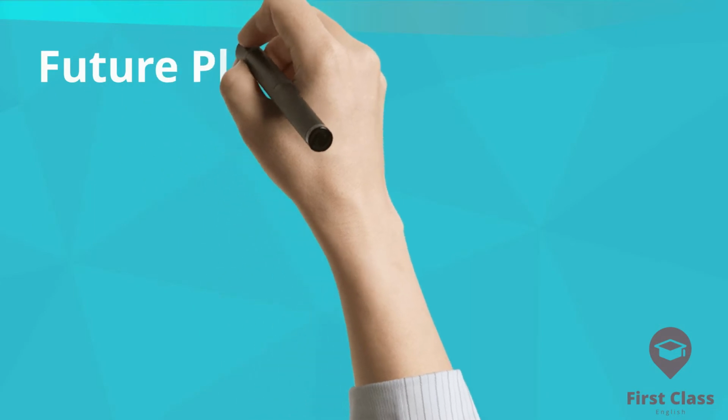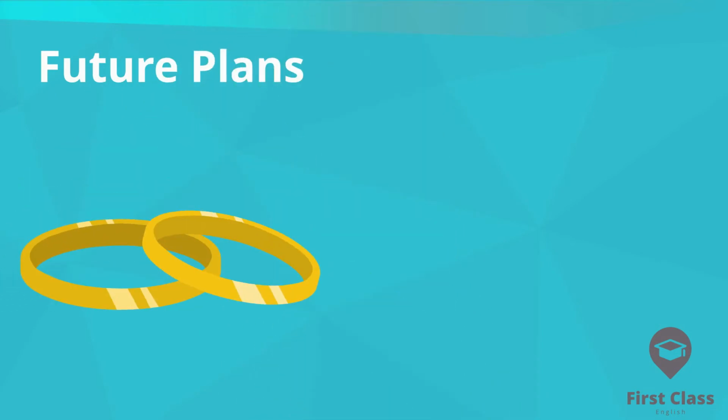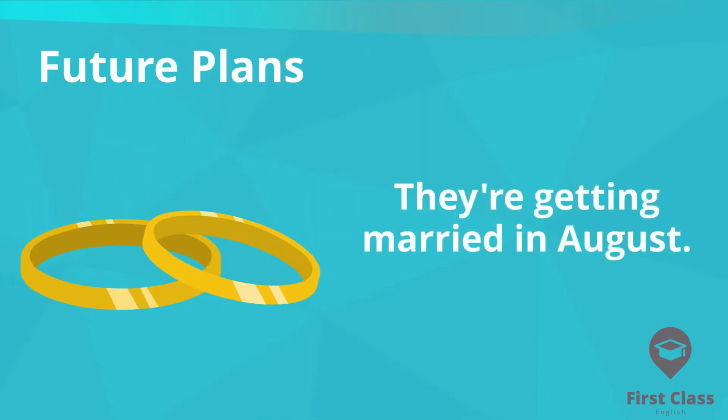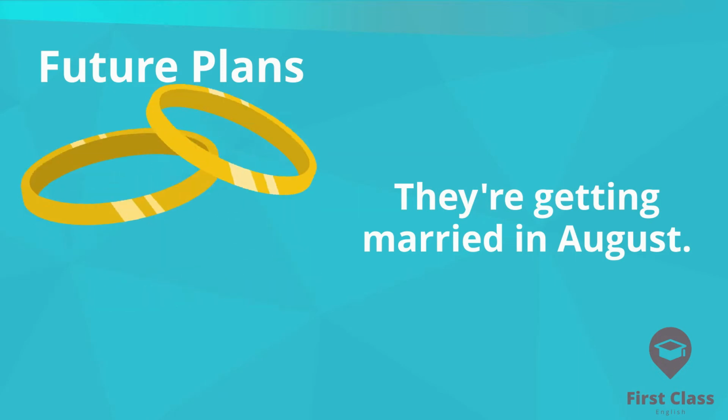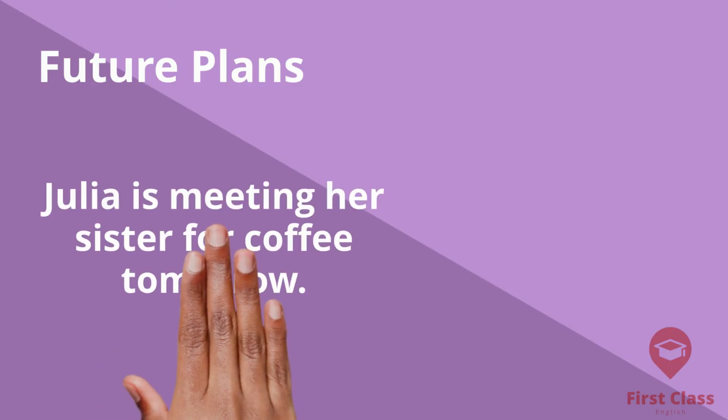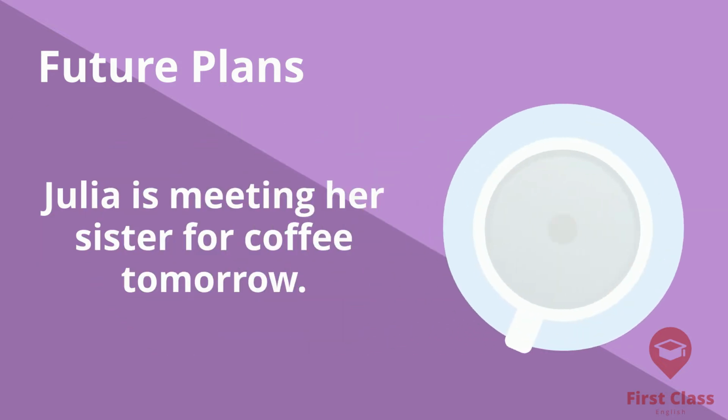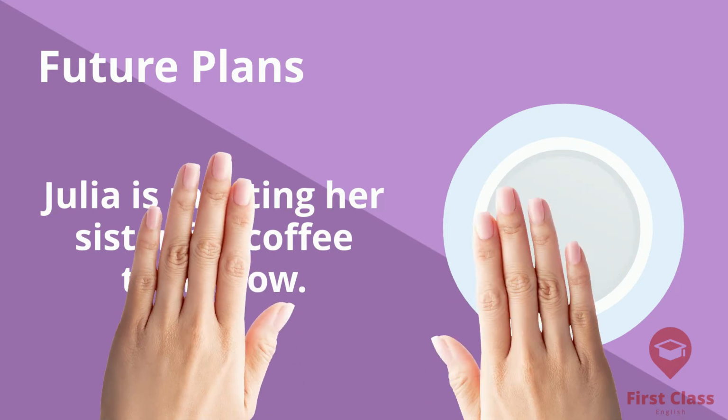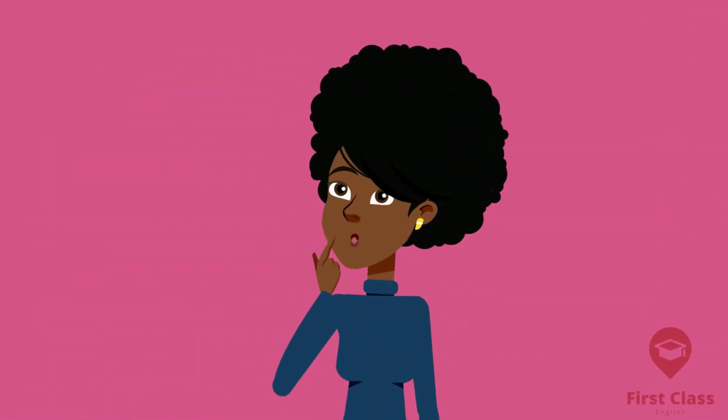Or let's see how it's used for plans in the future. They're getting married in August. Julia is meeting her sister for coffee tomorrow. Notice how we can use the present continuous with time phrases like tomorrow. Did you notice any spelling rules in our examples? Let's look at how we form the present continuous.